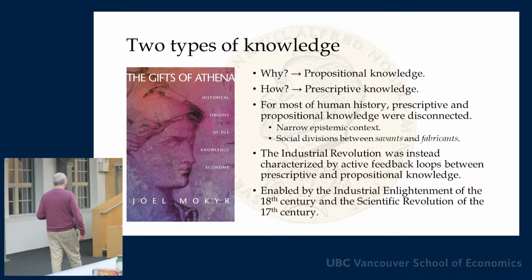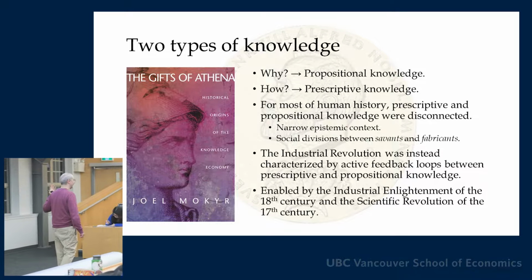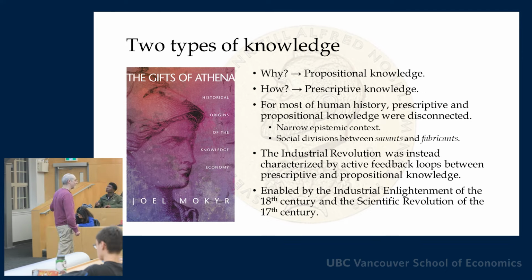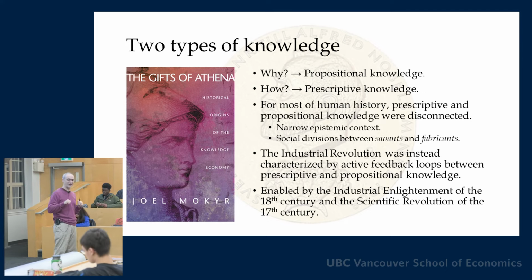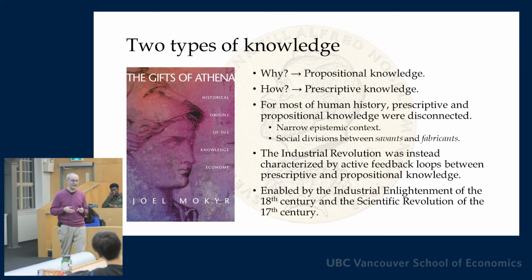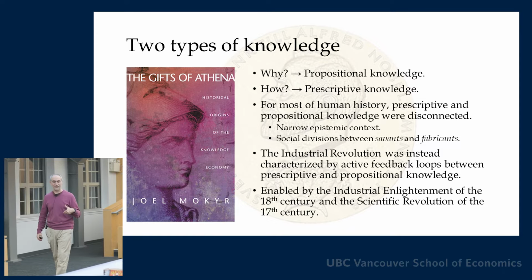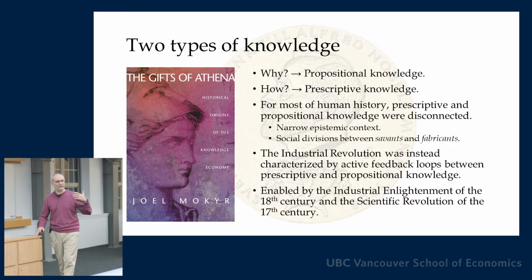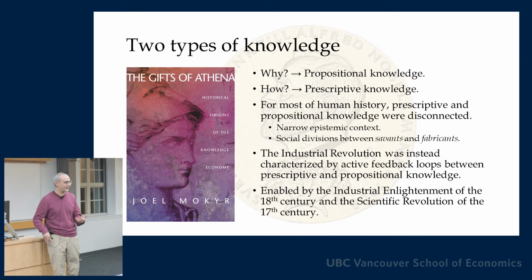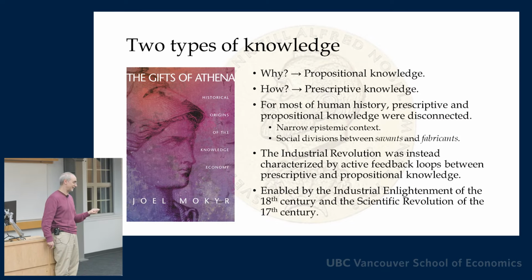What changed was the Industrial Enlightenment and the Scientific Revolution in the 17th and 18th centuries. The Scientific Revolution is associated with Galileo, the introduction of the scientific method, the idea that you can have falsifiable hypotheses that you can test with experiments. Okay? And that way you can derive how things work in nature.